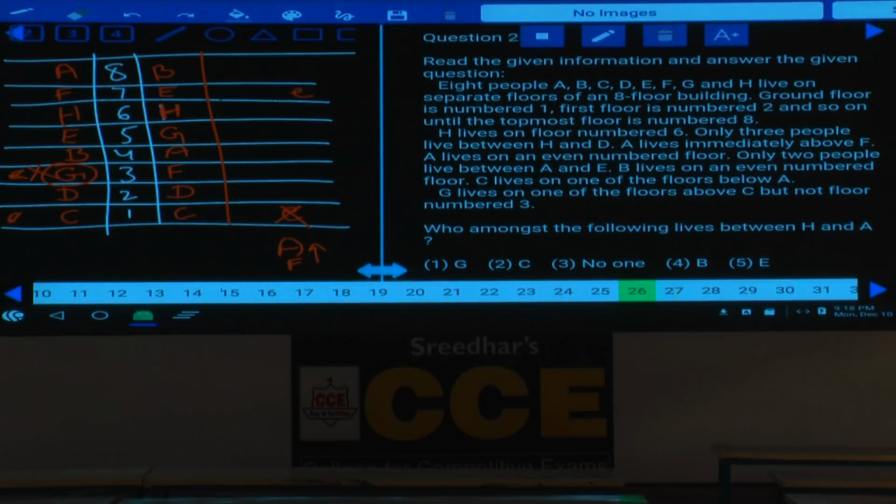Then question number 26, who among the following lives between H and A? Between H and A, who is the person here? G is the person between H and A, that is choice 1. Now this is about question numbers 22 to 26. Then 27 to 32.